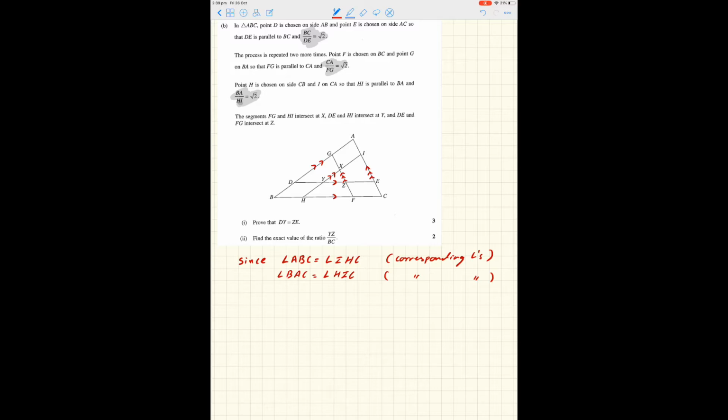Putting these two together, you've got two triangles. In these two triangles, two of the angles are the same. Therefore, by the angle sum of a triangle, which is 180 degrees, the third angle must be the same. So we are looking at two similar triangles, reason being equiangular. Now, if I wanted to draw these two triangles separately, I'll probably do it for the first part.